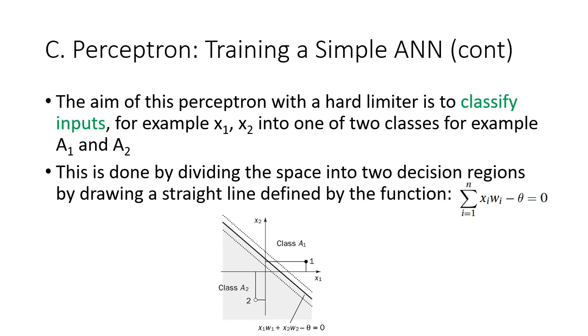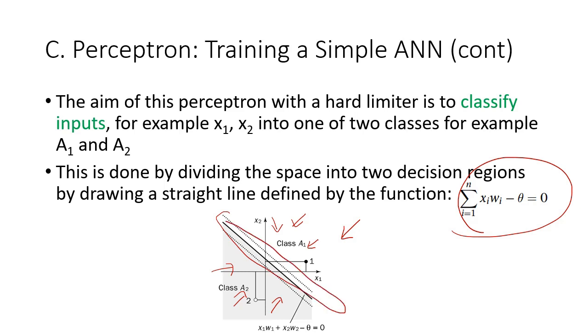For example, the graph in this slide is defined by this function. Anything that is mapped in this area belongs in class A1, and anything that falls here belongs to class A2. So there is a straight line defining this function.